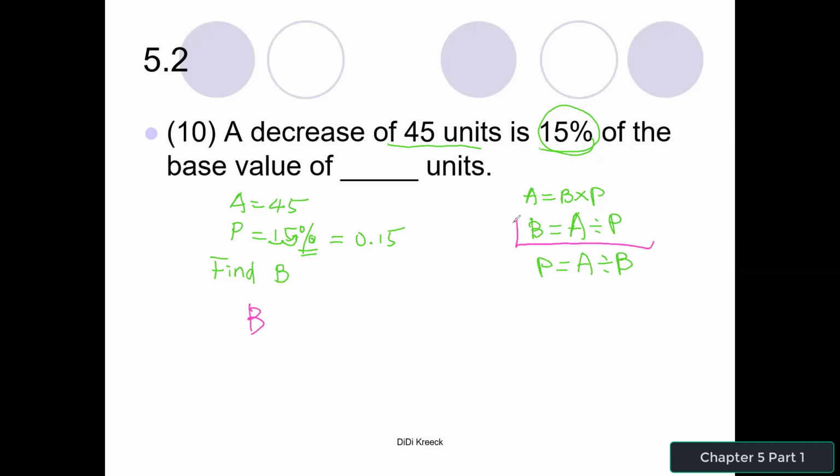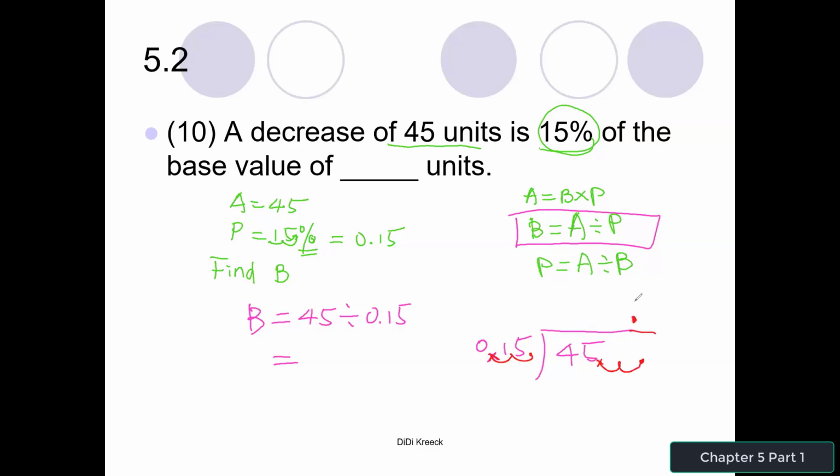So base will be amount 45 divided by percent, which is 0.15. Here, the first number, before the division notation, is our dividend and goes inside the division bracket. The number after is our divisor. Remember we talked about division in chapter 3. We need to make sure our divisor is a whole number, so move the decimal point 2 places to the right to make 0.15 become 15. We need to do the same on the dividend, moving the decimal point 2 places to the right. The new decimal point will be right here. Move it straight up into the quotient.